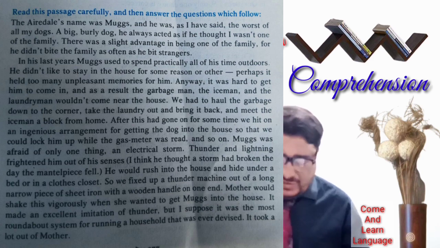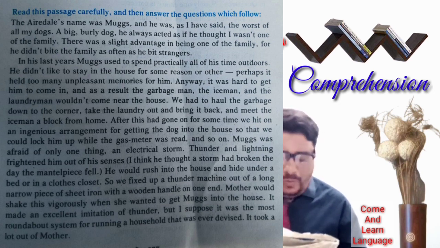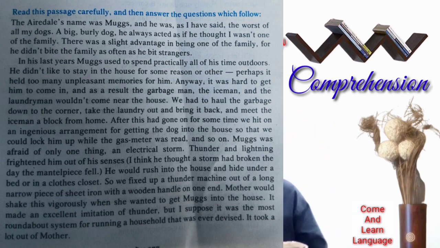Muggs was afraid of only one thing, an electrical storm. Thunder and lightning frightened him out of his senses. I think he thought a storm had broken the day the mantelpiece fell. He would rush into the house and hide under a bed or in a clothes closet. So we fixed up a thunder machine out of a long, narrow piece of sheet iron with a wooden handle on one end. Mother would shake this vigorously when she wanted to get Muggs into the house. It made an excellent imitation of thunder, but I suppose it was the most roundabout system for running a household that was ever devised. It took a lot out of Mother.